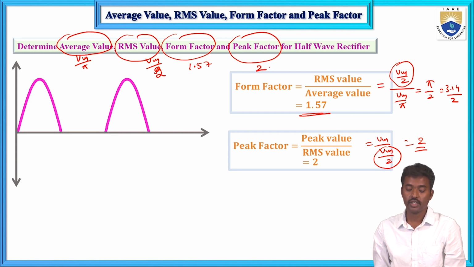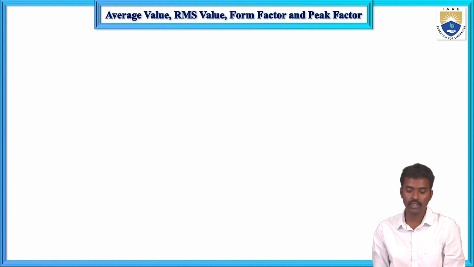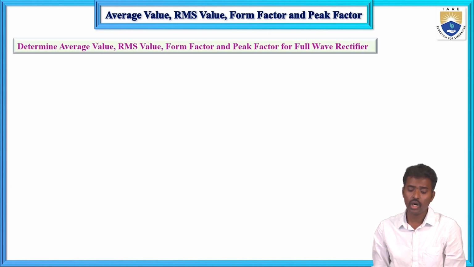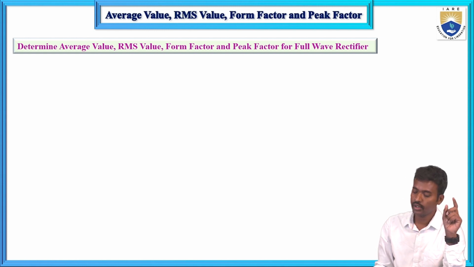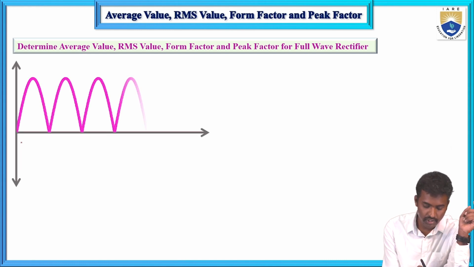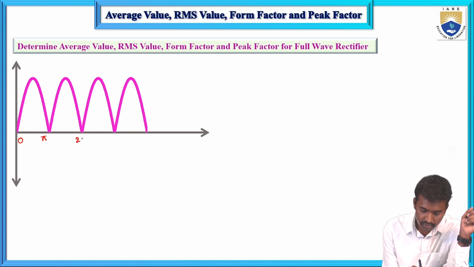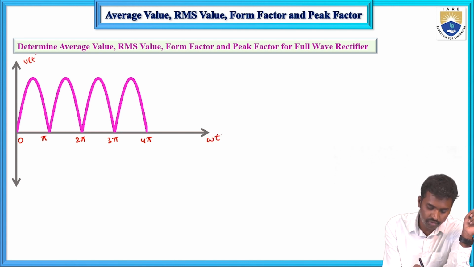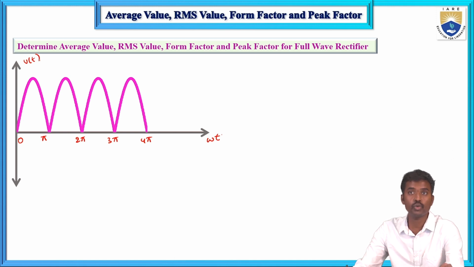Next, another case. In the third problem, full wave rectifier output. Same thing, determine average value, RMS value, form factor and peak factor for full wave rectifier. In case of full wave rectifier, we will use 2 diodes. So in this, that full wave rectifier output looks like this: 0, pi, 2 pi, 3 pi and 4 pi. This is omega t and this is V of t. In the full wave rectifier, we will use 2 diodes.